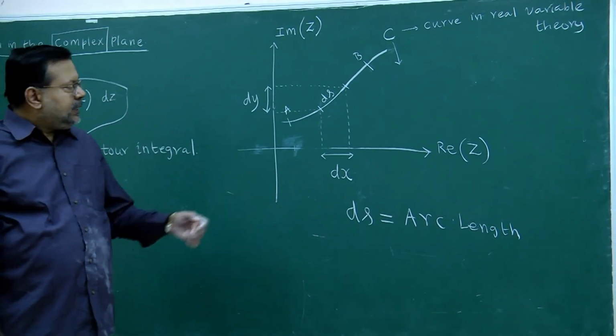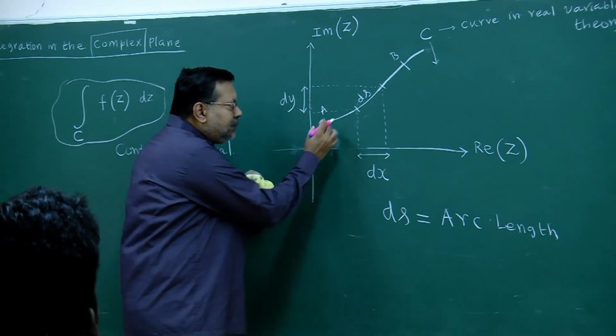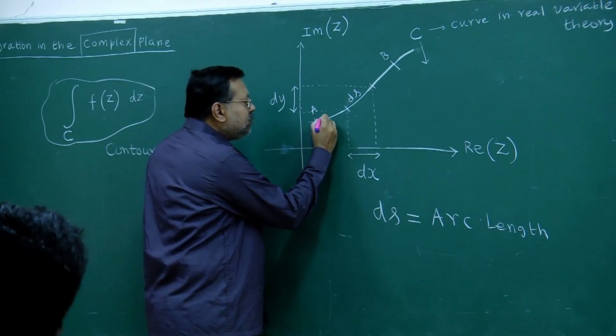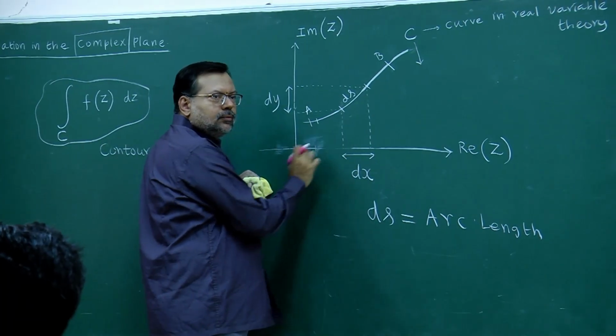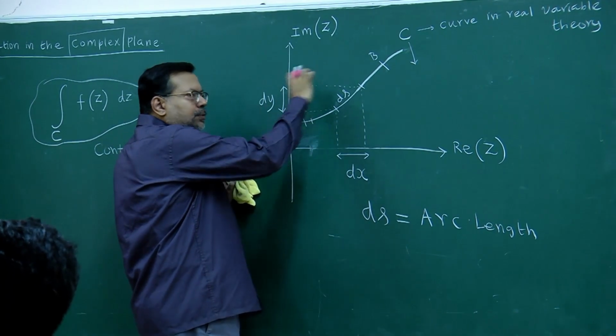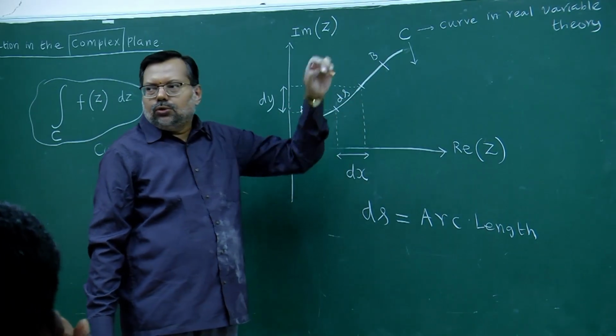So therefore the integral along dx is different. Along dx means every bit. See, this is one bit, you put a projection. This is another bit, you put the projection. Similarly, on this side you have to put the projection. If it is ds, there is no need for any projection, take the arc length and go.